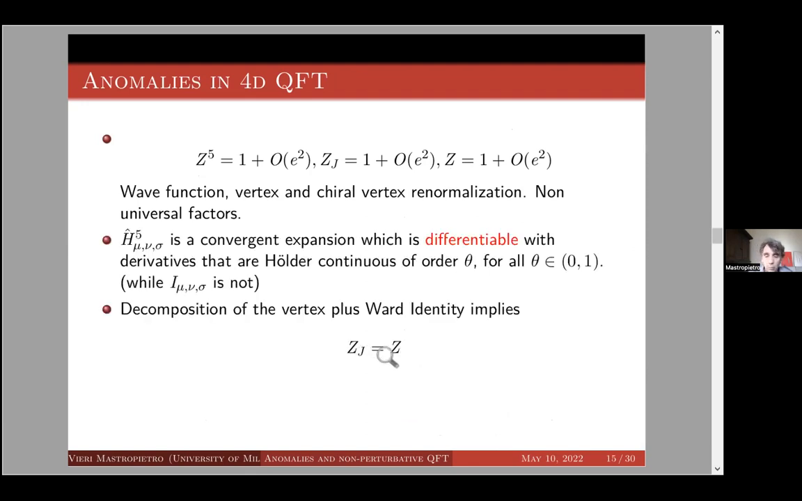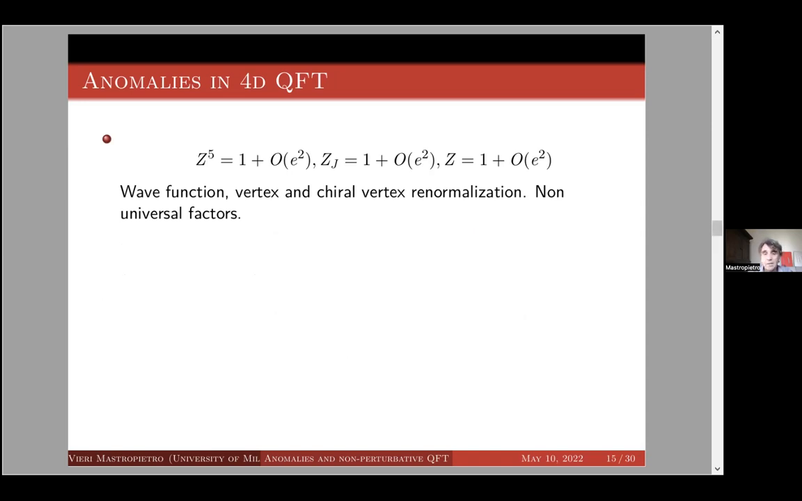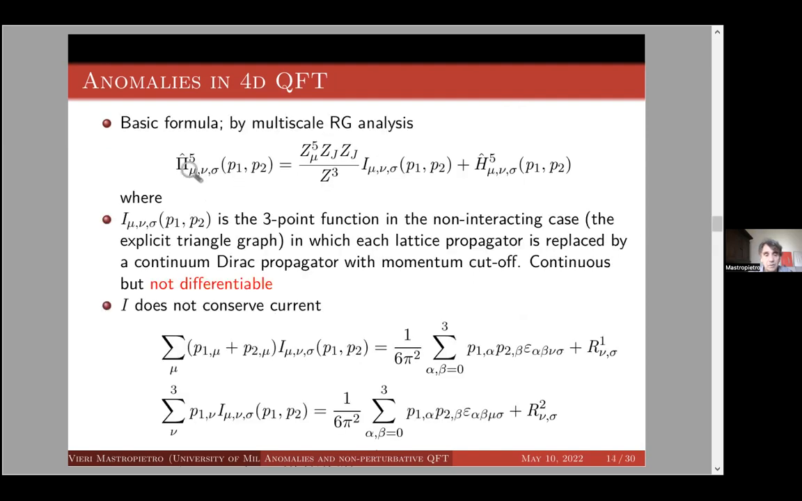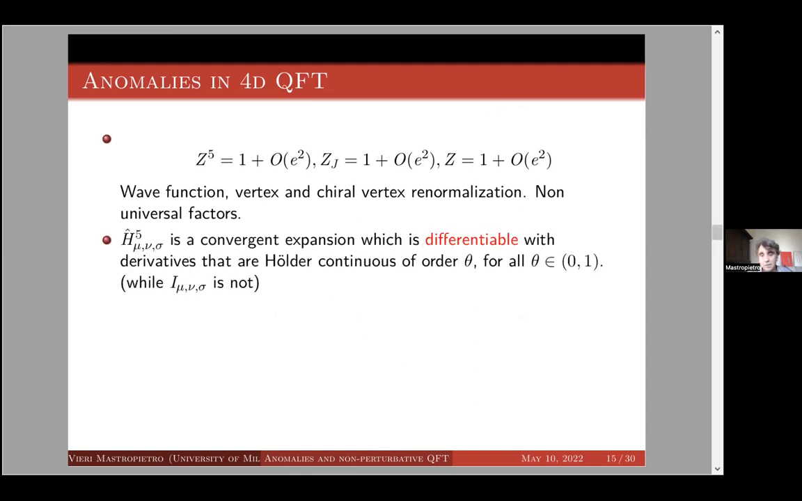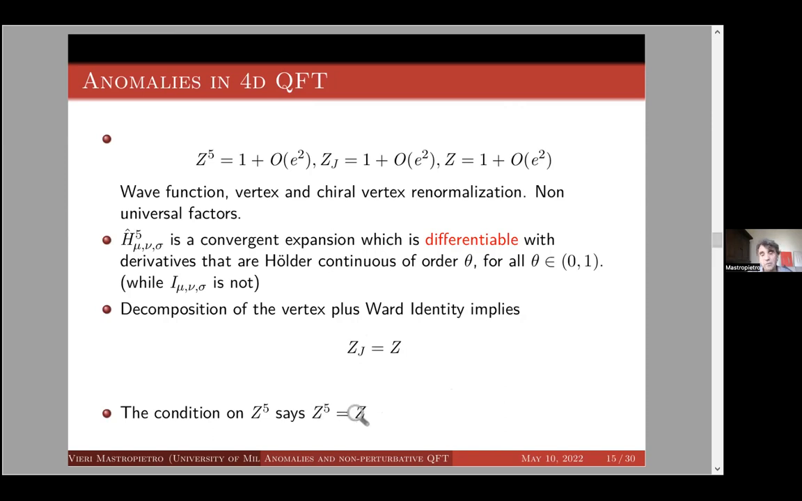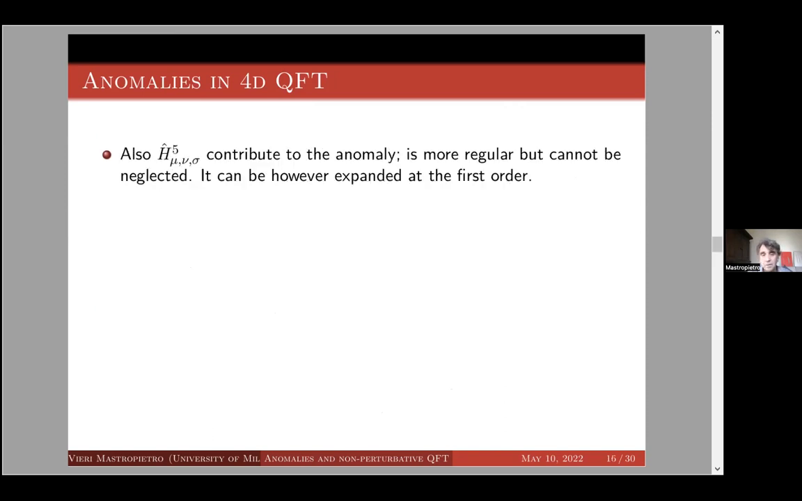So now you use the Ward identities on the lattice, right? So you get the J zeta J is equal to J zeta. This is a consequence of the exact Ward identities on the lattice. So remember, just to recall, this is a lattice quantity. This is the non-interacting case with the momentum regularization. So the lattice Ward identities imply this relation here. Also, the conservation of J5 implies this. And then this differentiable part is also very important because it contributes to the anomaly.